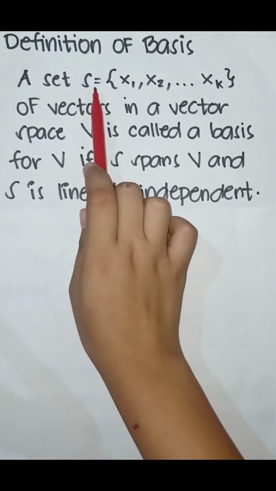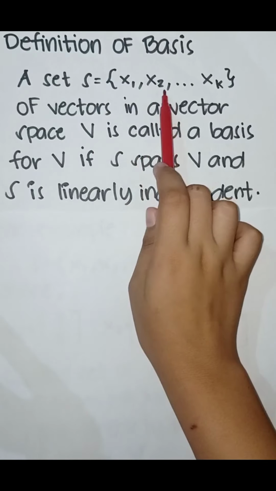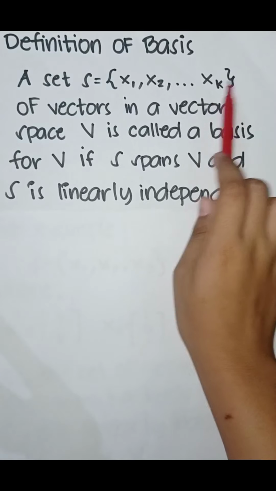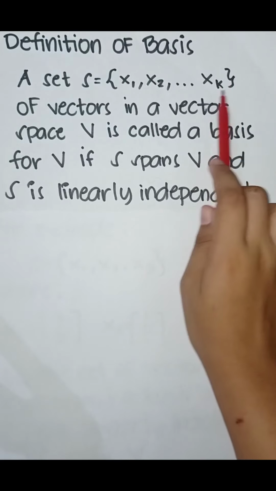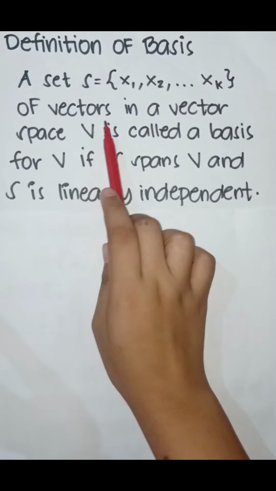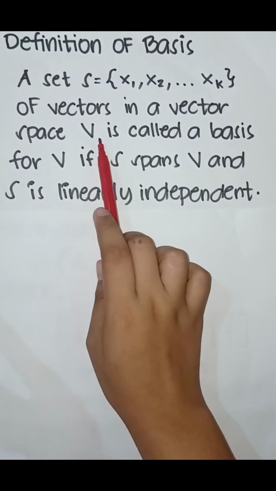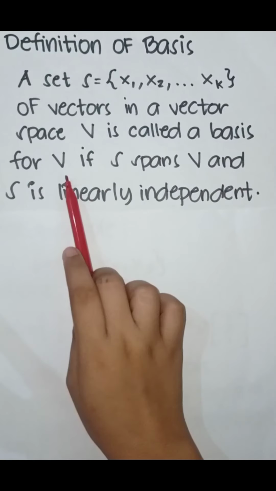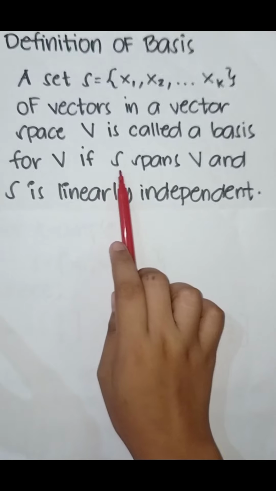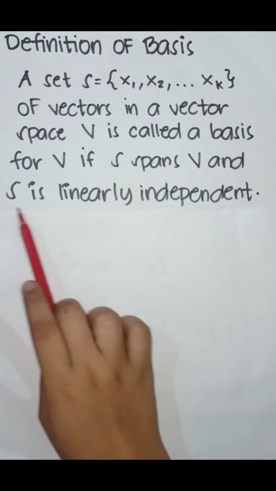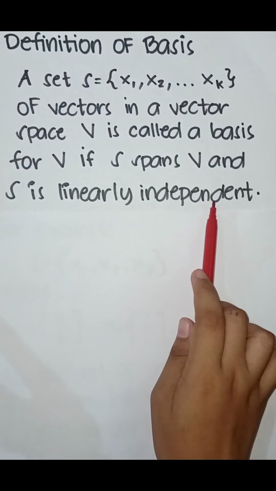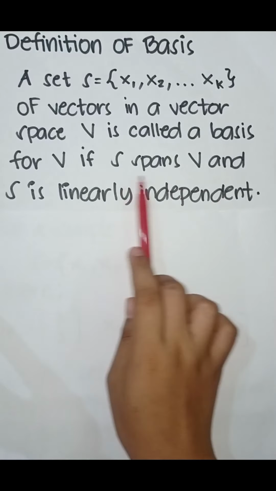A set S equals x1, x2, and so on until xk, where k represents a certain number of vectors in a vector space V, is called a basis for V if S spans V and S is linearly independent. We must take note of the two conditions.